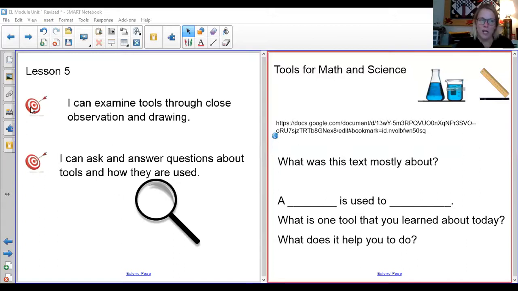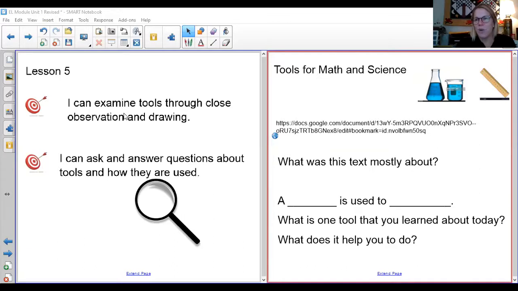So we have 2 targets for today. You can take your bow and arrow. The first target for today is I can examine tools through close observation and drawing. So again, we'll be drawing some tools and we'll be looking closely with them through our magnifying lens to really see how to draw these tools that we choose. And the second one is I can ask and answer questions about tools and how they are used. So those are our 2 targets today.